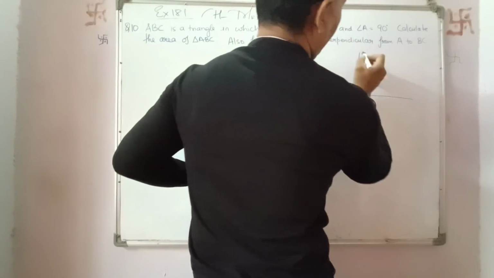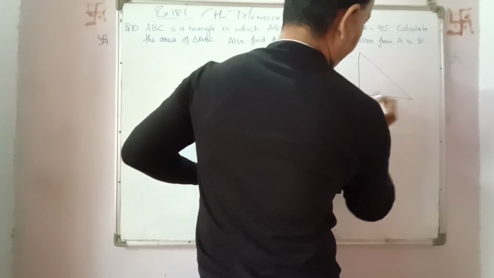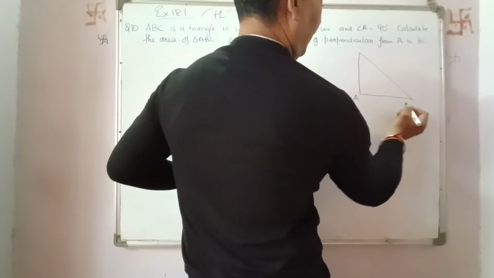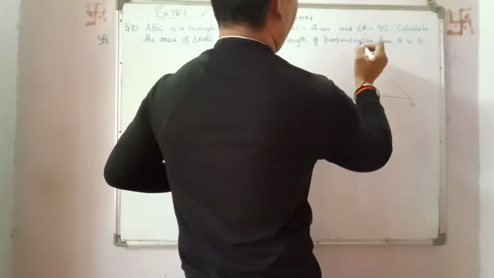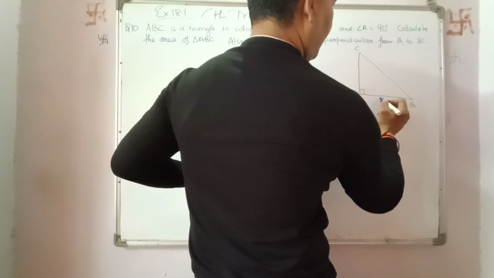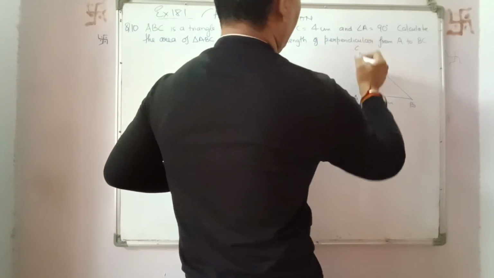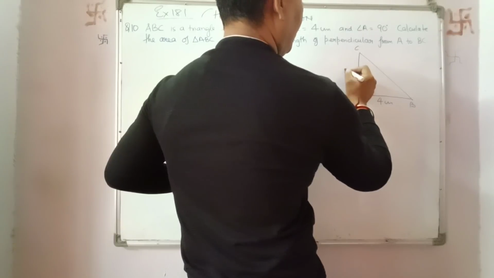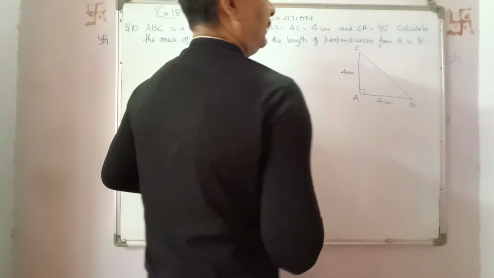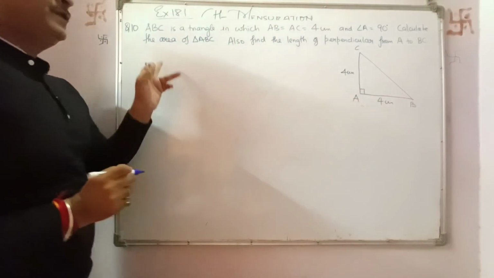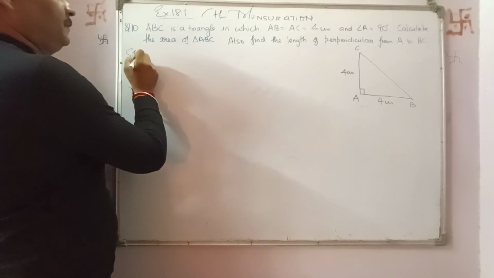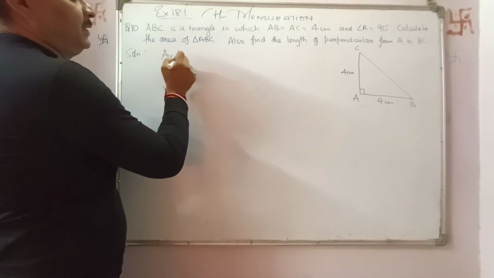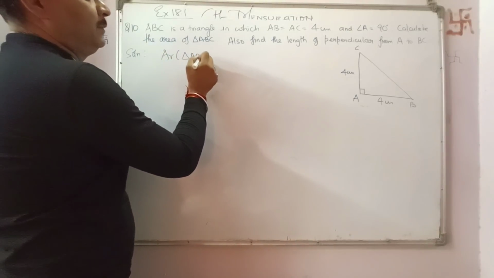Since it is an isosceles triangle, it is said that the angle A is of 90 degree and hence AB is 4 centimeter, AC is also 4 centimeter. First we need to find out the area of triangle ABC. Finding the area of triangle ABC is very easy. Area of triangle ABC will be equal to what?